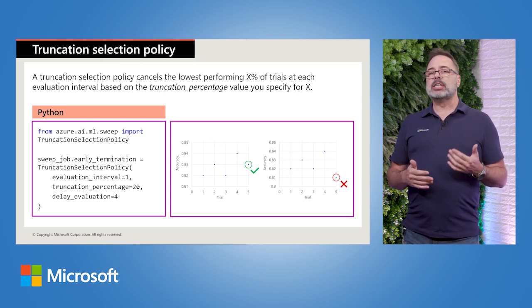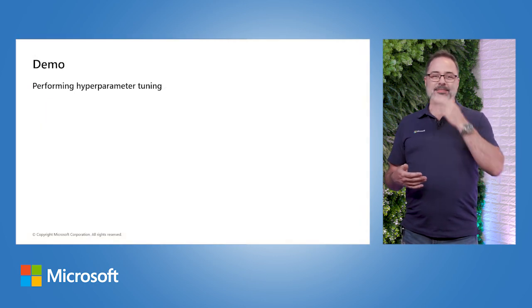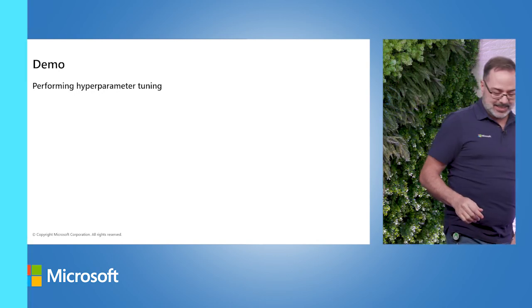So setting early termination policies can be a great way to optimize the compute that we'd use to execute your sweep job. Now, let's take a look at a demo on how to do hyperparameter tuning.